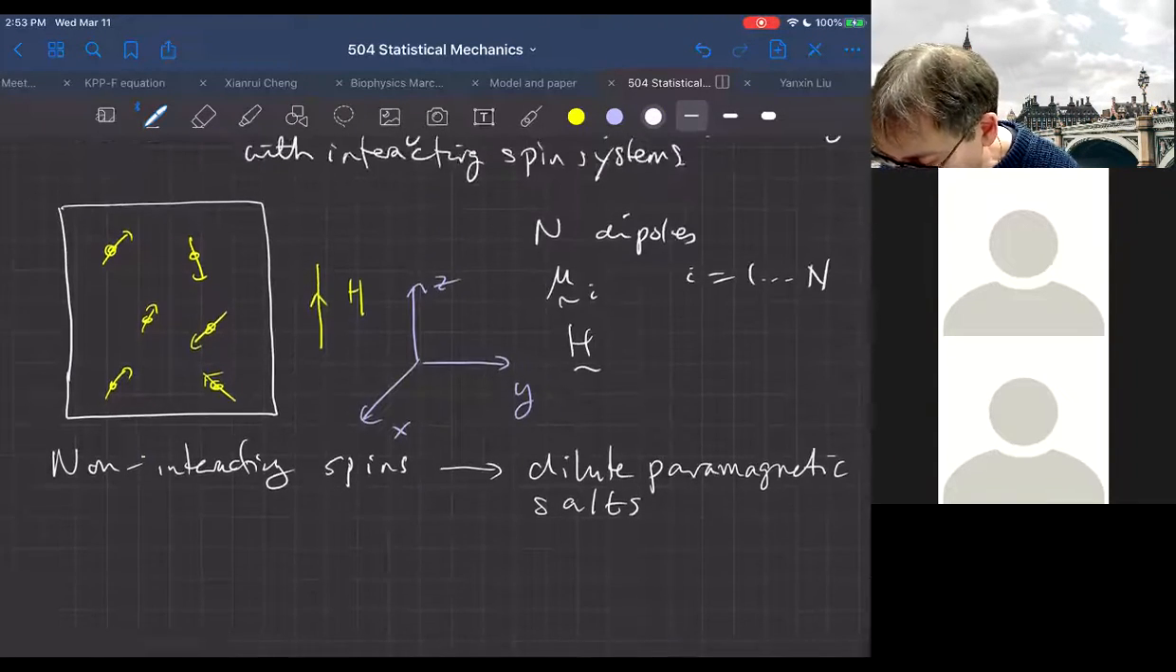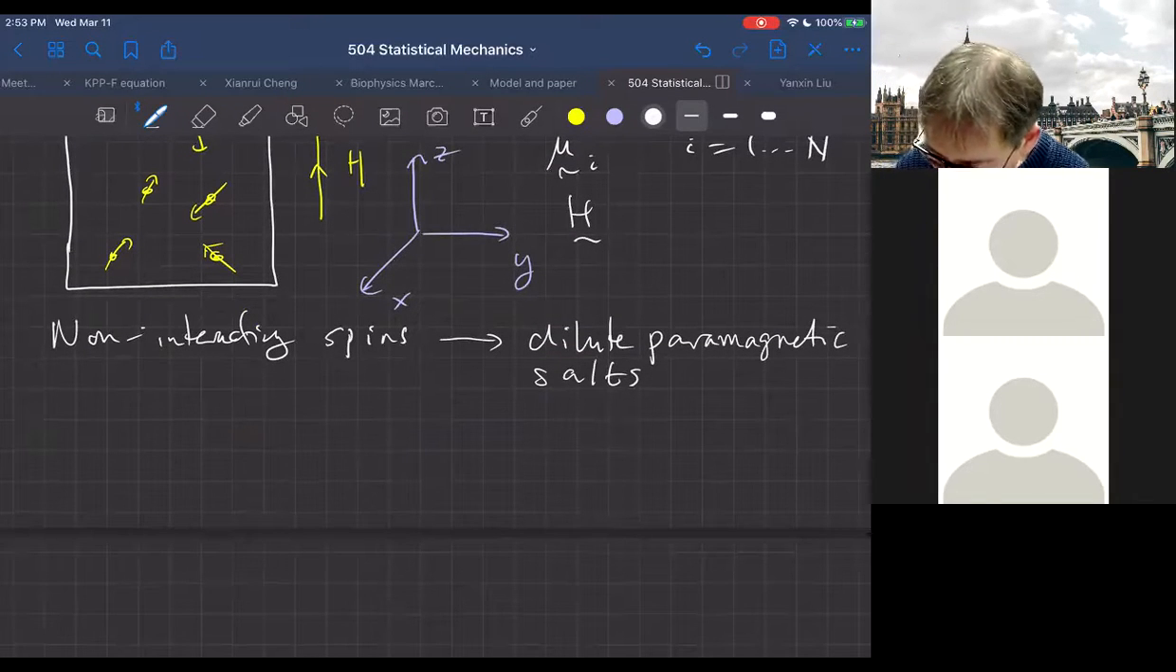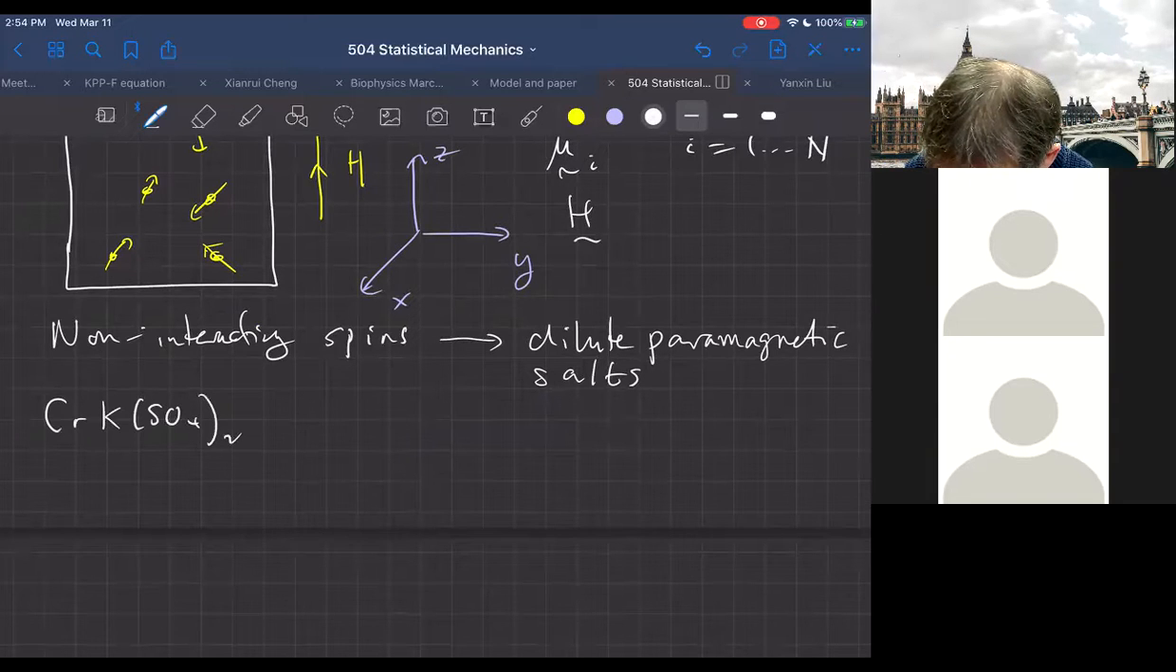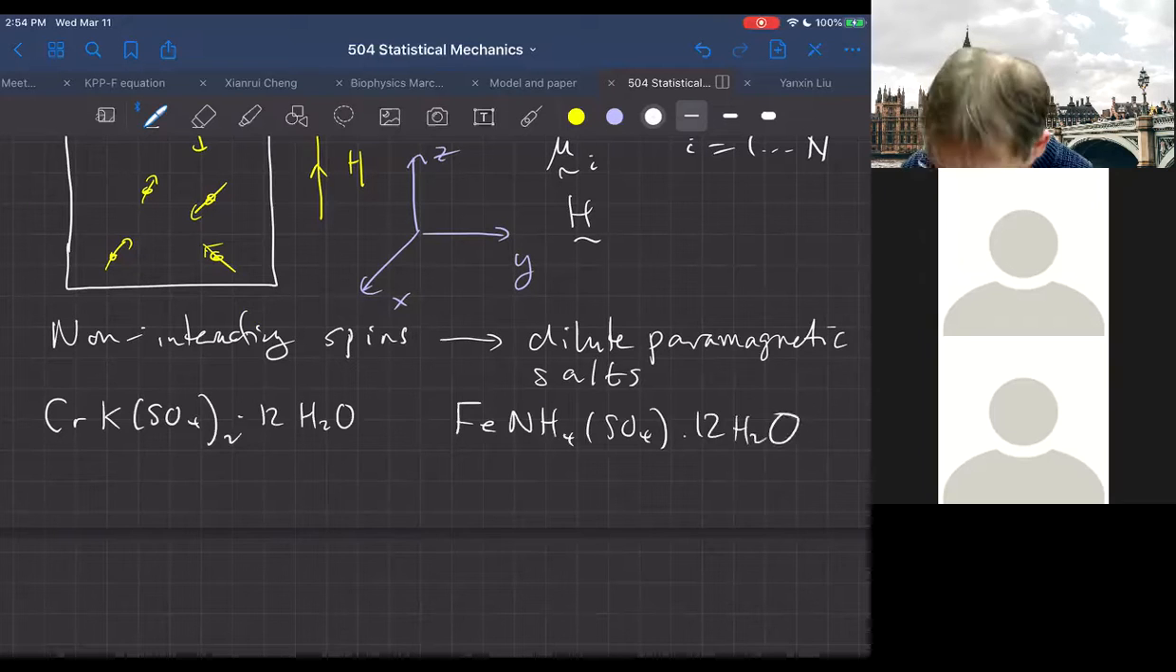So since I'm going to be showing you a comparison with experimental data in a minute, let me just list what those are. So these salts would be things like this. Now I'm going to have to copy down the formula carefully. Make sure I get it right. So this is one. Here's another one. And then the last one is this gadolinium salt.